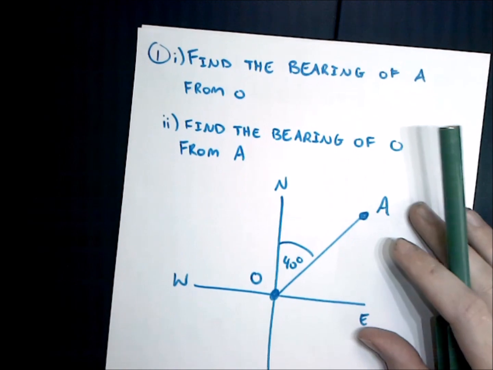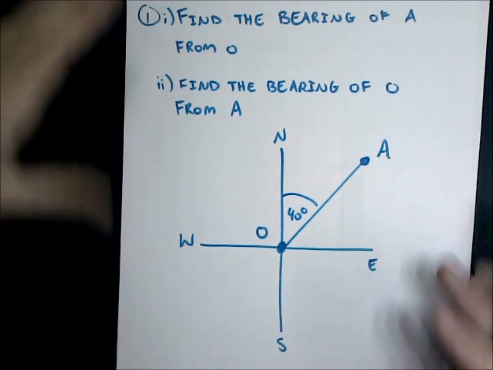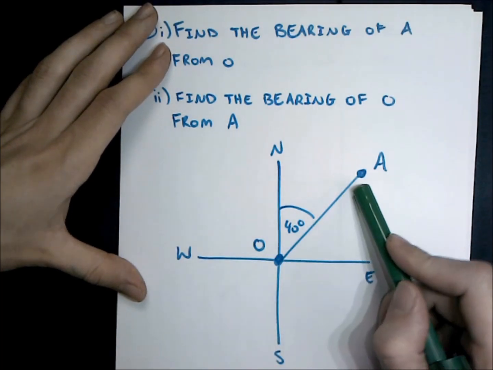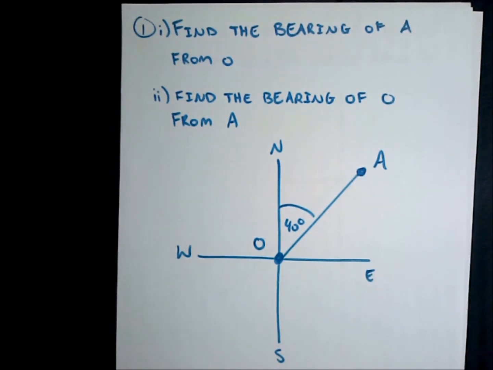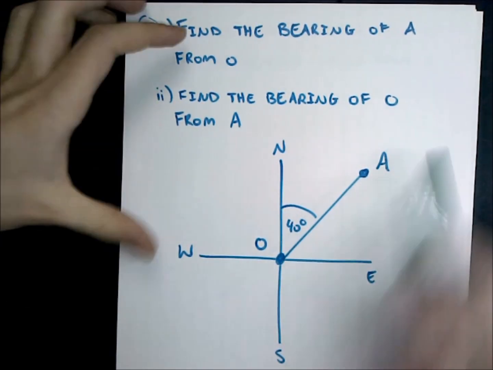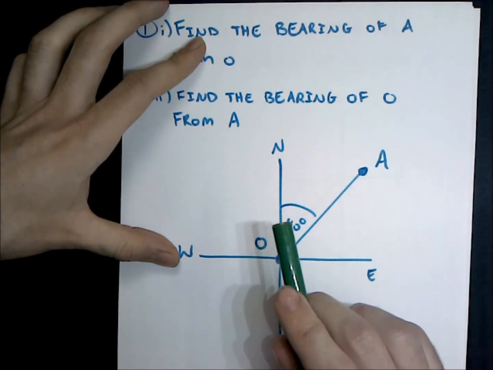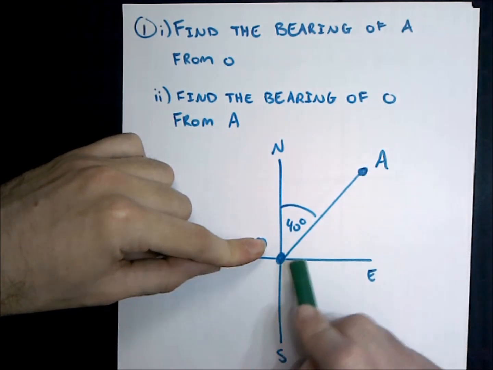Alright, so this is your classic style question. You're going to be given 2 points. O is usually the origin, where you start from, and we've got another point, which in this case is A. For the first one, we want to find the bearing of A from O. So we want to know what angle I need to twist my body in order to get to A if I start at O.